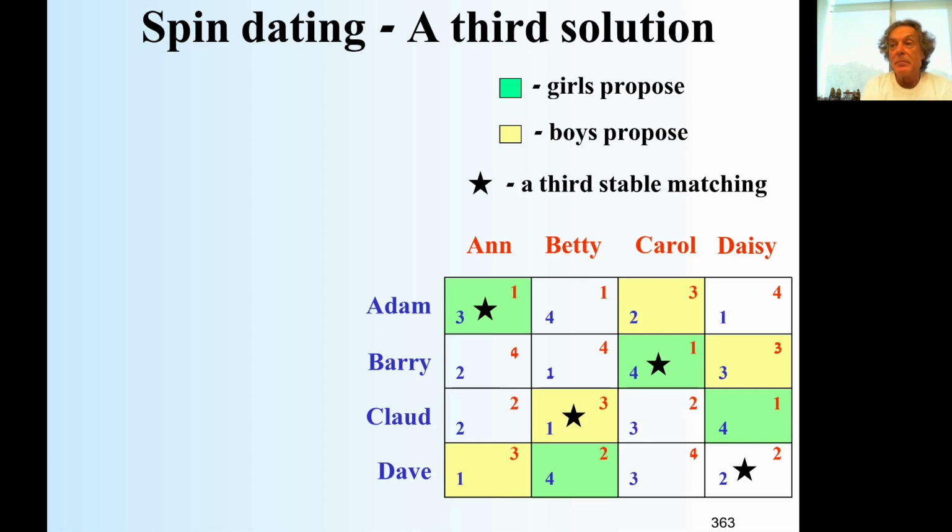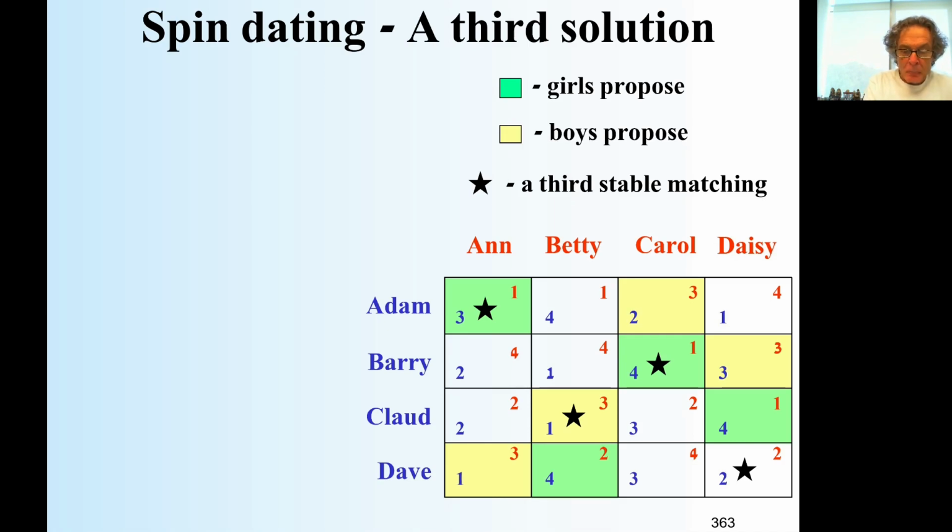But is there a third one? Even in the example we have right now, with 4 boys and 4 girls, there is a third one. In general, there may be a lot of stable matchings. We just point out 2, and as will be shown in a minute or 2, these 2 are extreme ones with very important properties. The third one, you can check yourself. Actually, I'm going to show you, but I'm going to skip it on the slide.